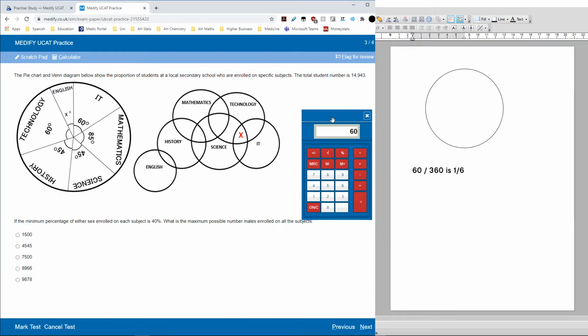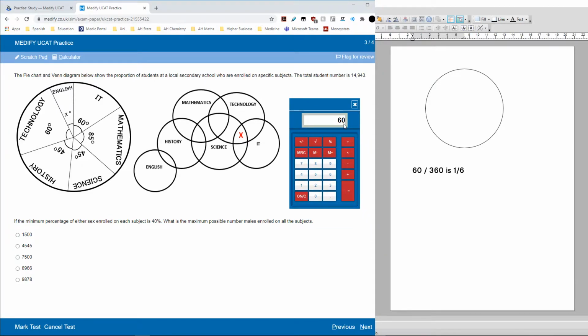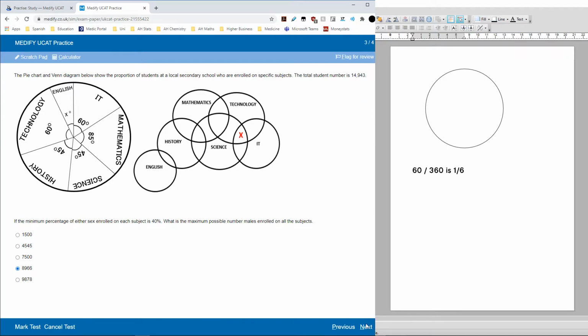So the maximum possible number of males enrolled in all the subjects. Now, maximum males 60%, we times that by the total student number. So we multiply that by 14,943. Oh, sorry, I forgot to turn it into a decimal. 0.6, because we just divided by 100, times by 14,943. Gives us 8,965.8. Now I just round that to 8,966. I think that's right. That one's kind of tricky, to be honest.